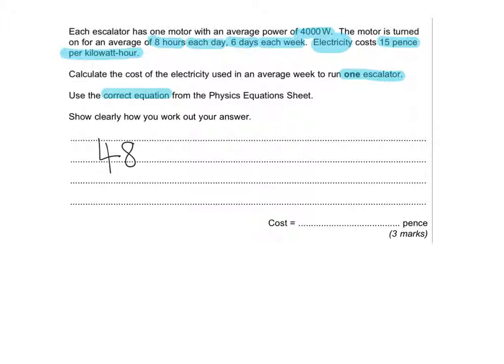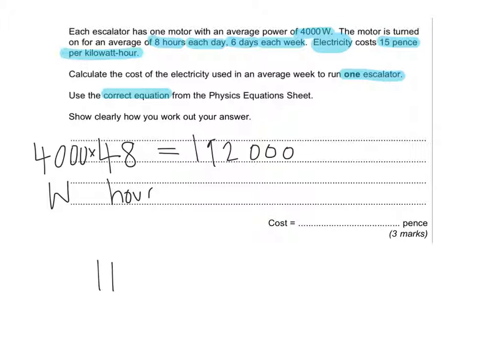If I look at the power required for each one, so power times time, it's 4,000 watts. Just be careful here because they are asking you for kilowatt hours when you start calculating the cost. So at the moment I have got watt hours. If I do 4,000 times 48, that gives me 192,000. Remembering this is watt hours though, and they've asked me for kilowatt hours.